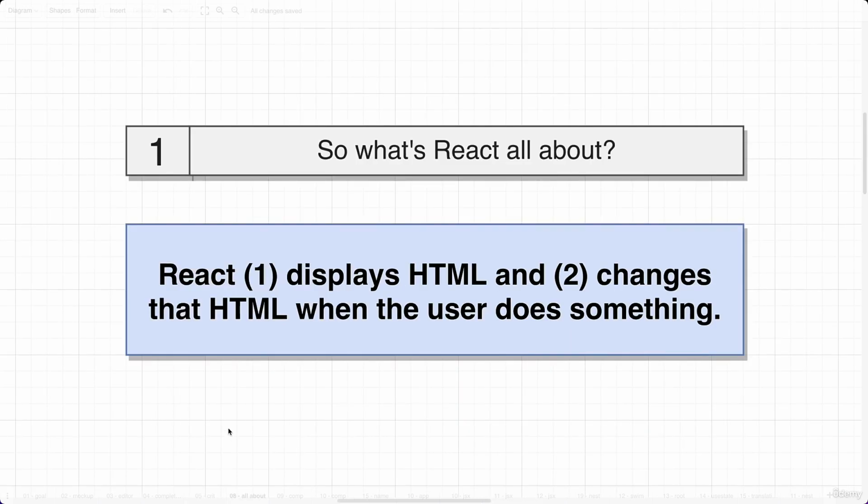React does two things for us. First, it displays HTML to our users, and number two, it changes that HTML over time as a user interacts with our application by clicking or typing or dragging stuff around. Even though we are using React, at the end of the day, it is still HTML that is causing content to appear on the screen of the user's browser.